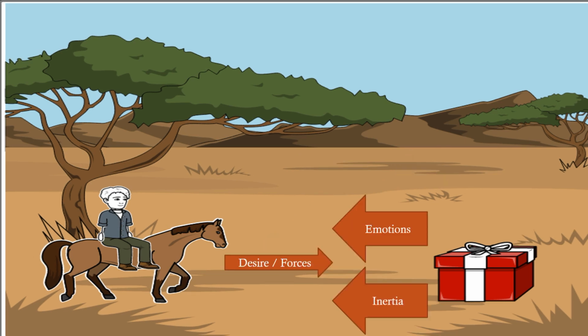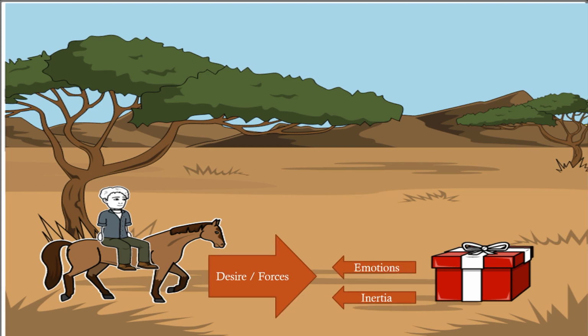So what we will often see is that the emotions and the inertia seem very large and overwhelming compared to the desire or the forces that we can produce, or what we perceive that we can produce, versus the perceived emotions and inertia of what we would like.